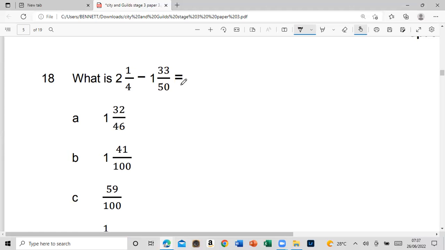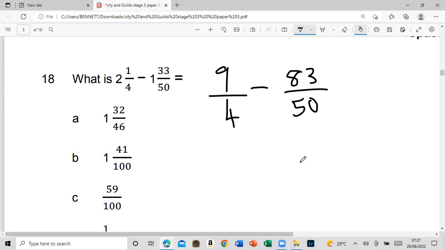Nice. So I'm gonna do this one the long way. 2 4s are 8, plus 1 is 9. So we convert that to 9 over 4. Then 1 and 83 over 50. The lowest common multiple can be 50, but 100 can work. So we use 100, right?